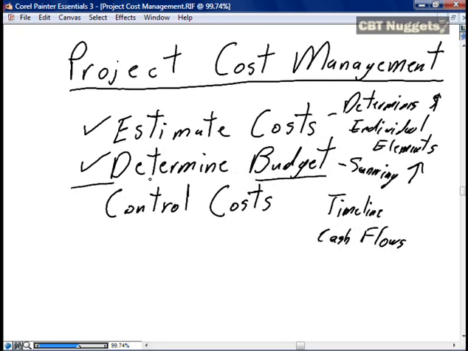As with most of our other nuggets, the first segment deals with the planning activities for cost management. The next nugget will focus on the control activities for cost management.